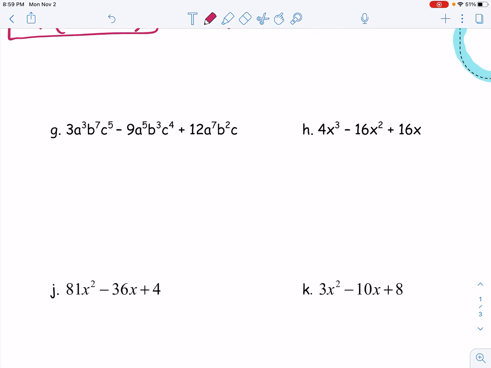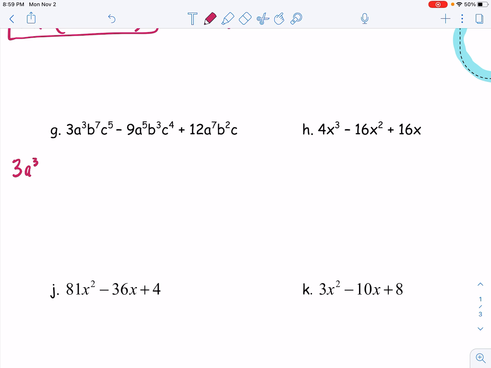Okay, G may look very, very ugly to you. You have to take it piece by piece. Remember, our first step is GCF. So let's look at a GCF between the numbers, and then let's look at the GCF between the variables. If I look at the numbers, I have a 3, a negative 9, and a positive 12. Well, the GCF there is 3. If I look at the variables, do they all have an A? Yes. And what is the lowest exponent on our A's? 3. So I can take out a to the third from all of those terms.